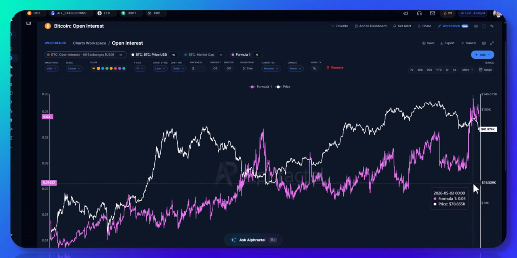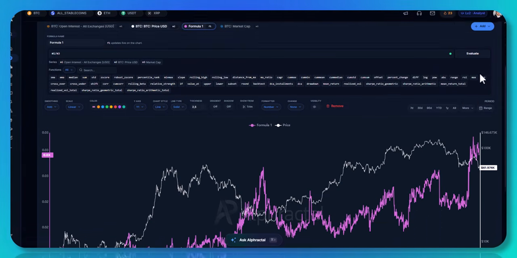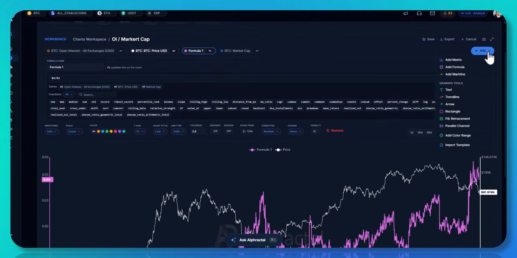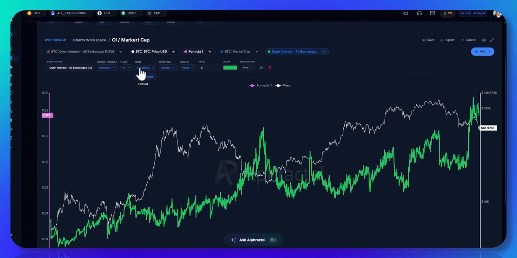After setting up the analysis, I can also add markings and drawings to the chart. In this example, I'll use the Color Ranger, which is a cool tool for highlighting areas on the chart in key regions. You can customize it based on metrics or formulas. In this example, I'll select the formula we created.